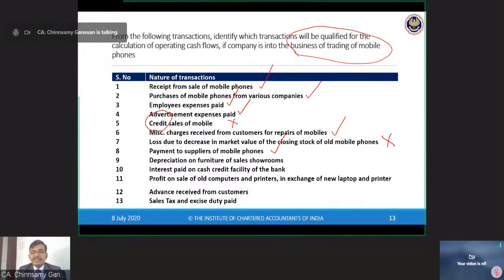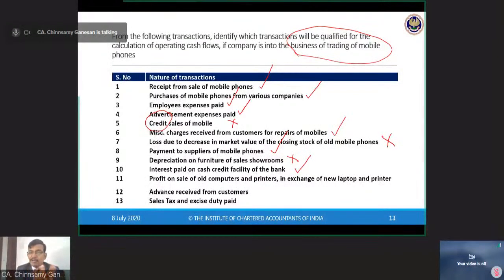Depreciation on furniture of sales showroom. Is depreciation a cash outflow? No, it is a non-cash expenditure, so it is not a cash outflow. Interest paid on cash credit facility of the bank. Is it relating to operating activity? No. I have actually taken a loan from the bank, for which I am paying it. So it should come to, yes, financing activity. Profit on sale of old computers and printers in exchange of new laptops and printers.